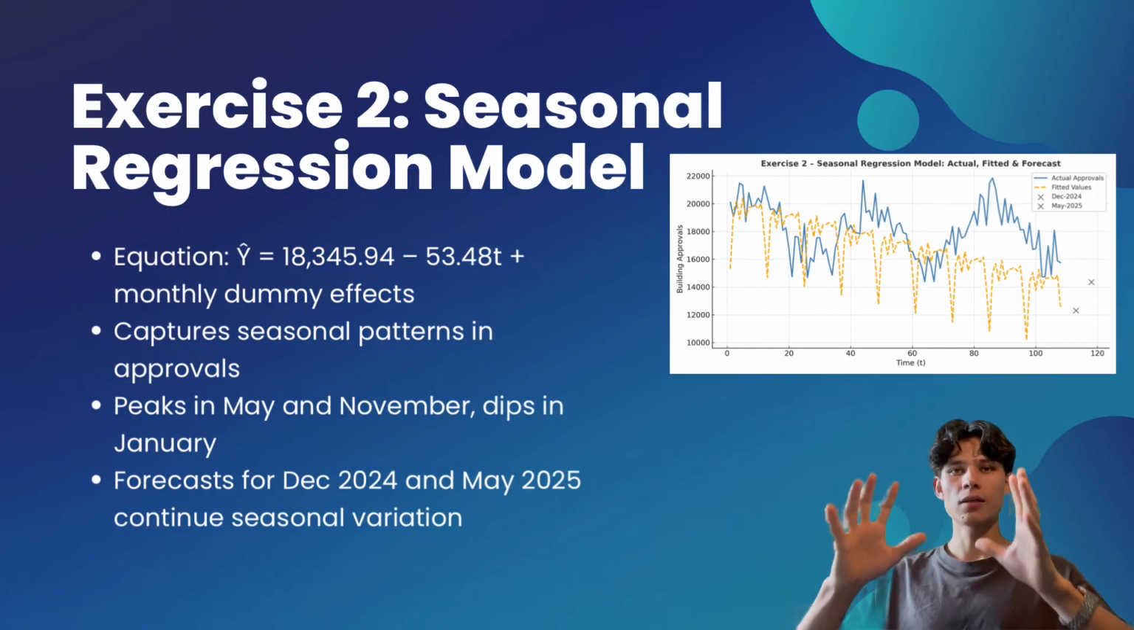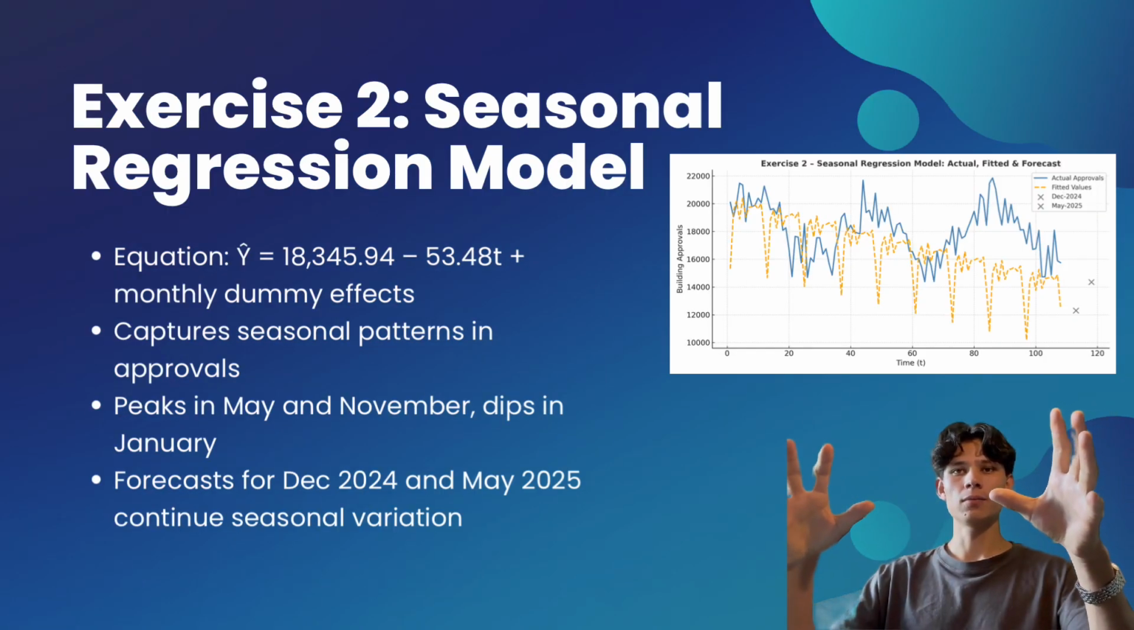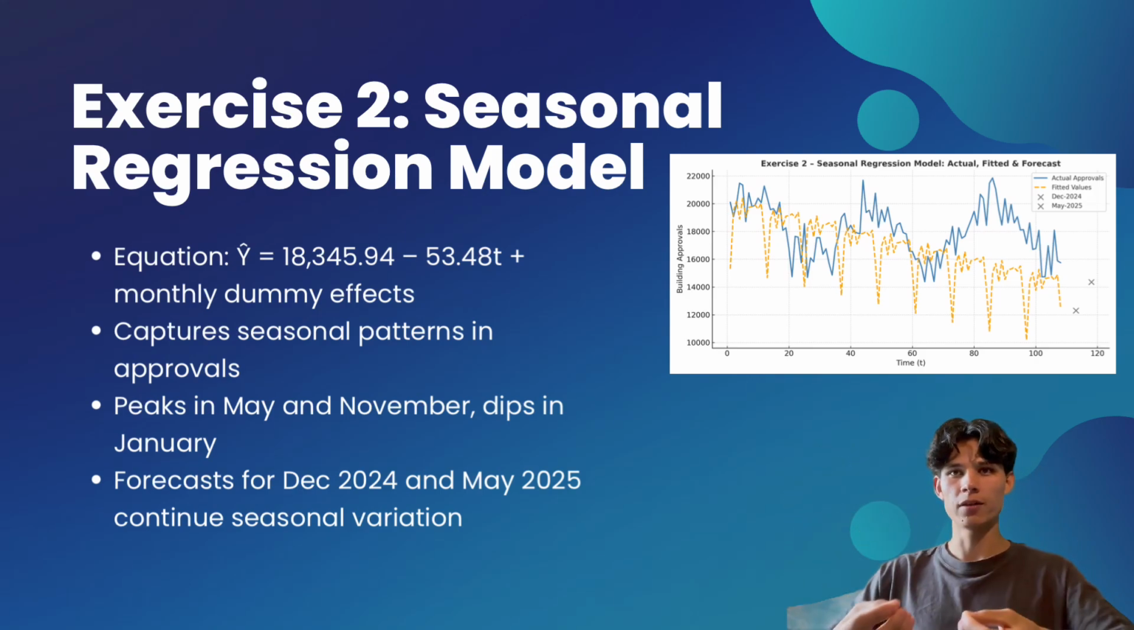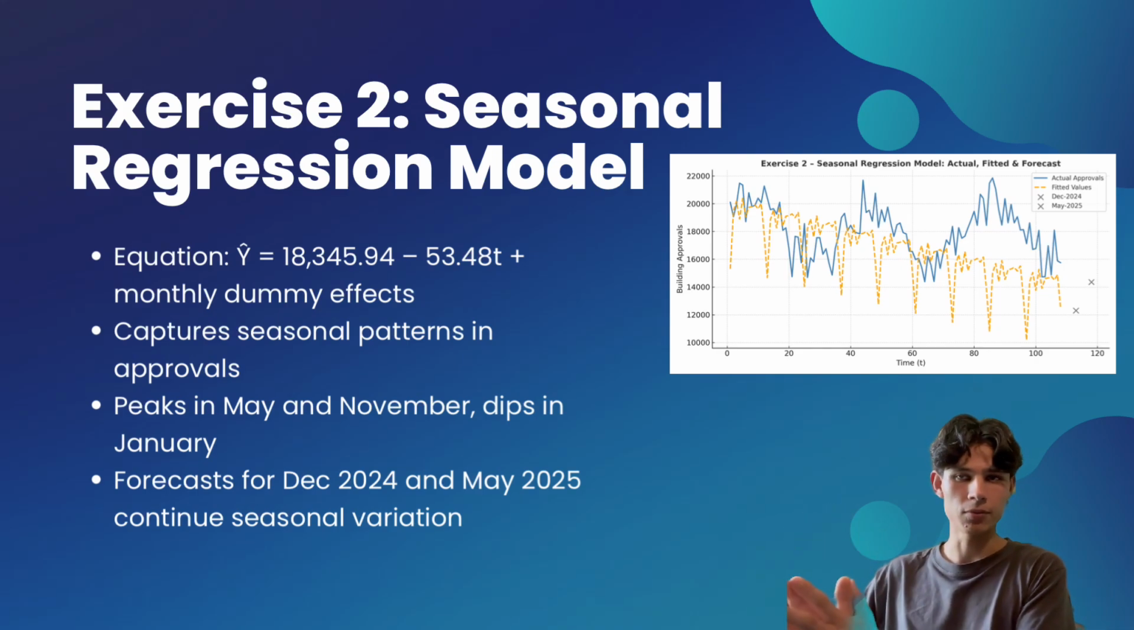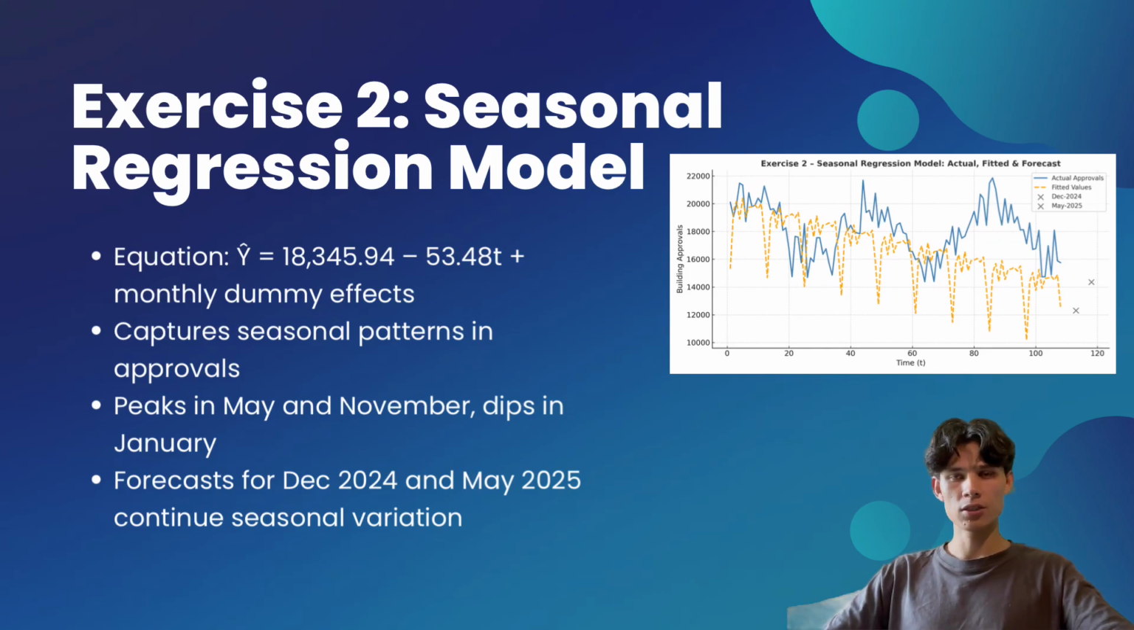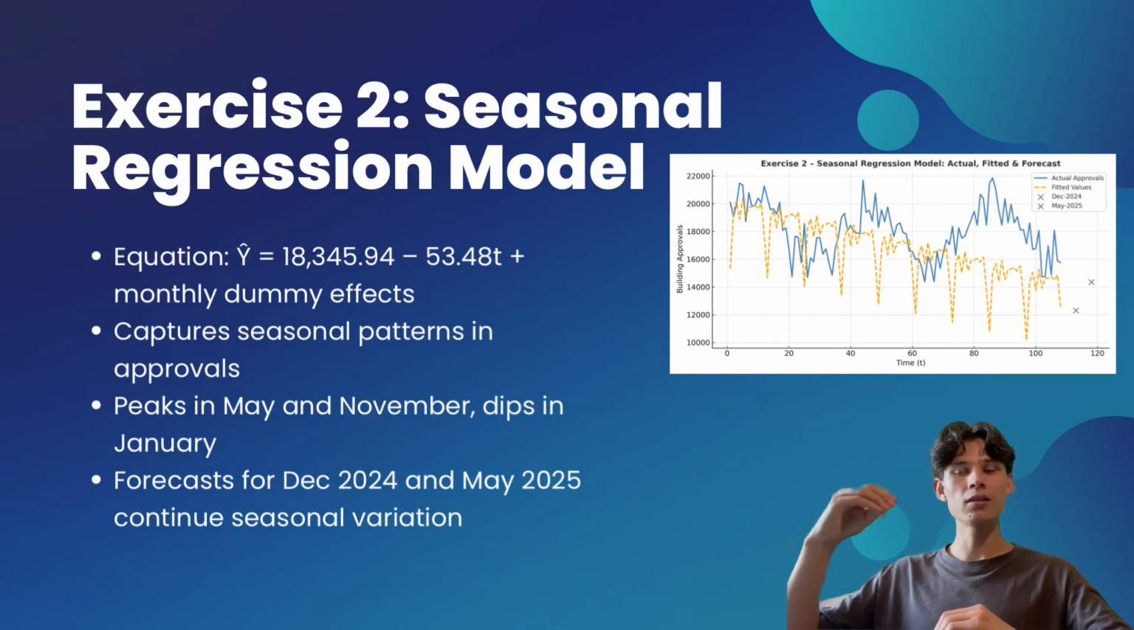Okay, the second model introduces monthly dummy variables, so that's January to November, to capture seasonal patterns in building approvals. The regression equation here is y equals 18,345.94 minus 53.48t, where t is also the time, plus the monthly dummy effect.